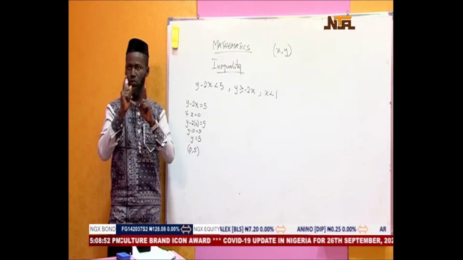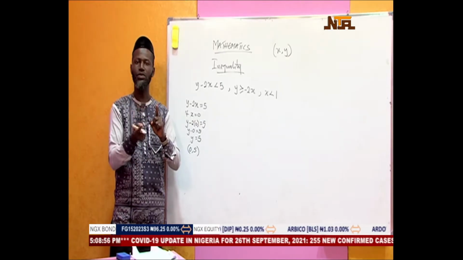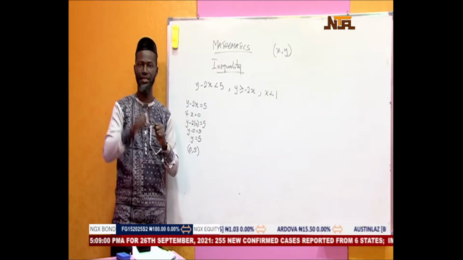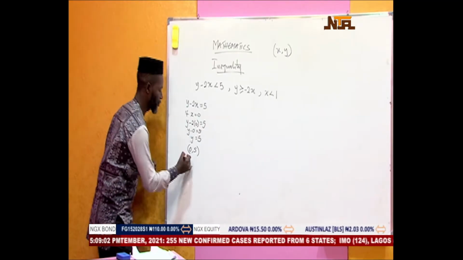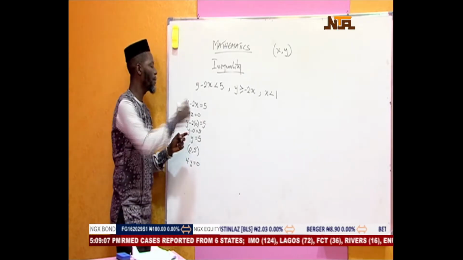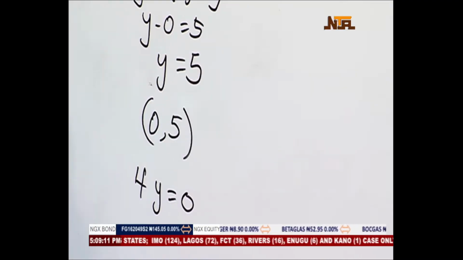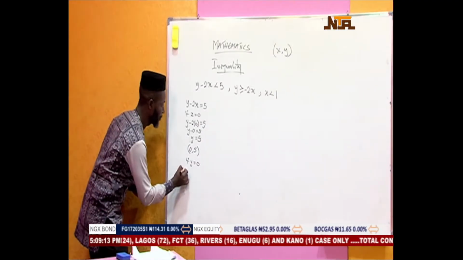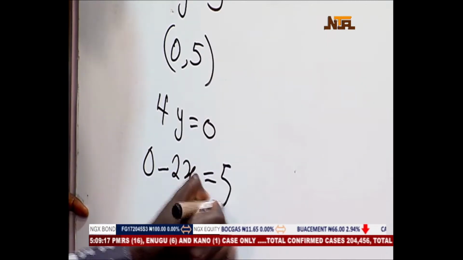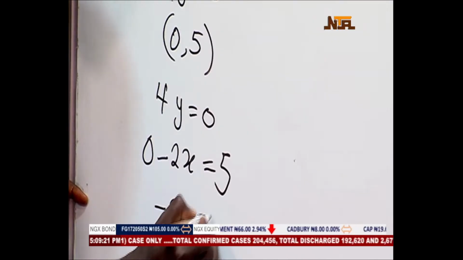This one is one's coordinate. Now, for the other coordinate, we assume that y is equal to 0, because for the first one we assumed that x is equal to 0. So let's now assume y is equal to 0. We are still going back to our equation by substituting the value of y to be 0. So we have 0 minus 2x is equal to 5. That means that we have minus 2x is equal to 5.